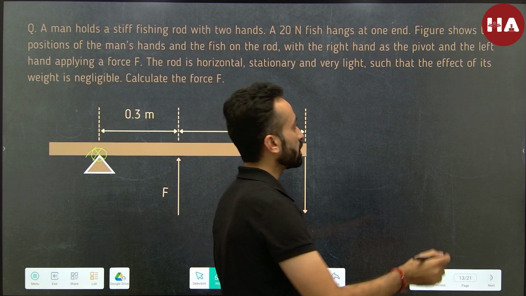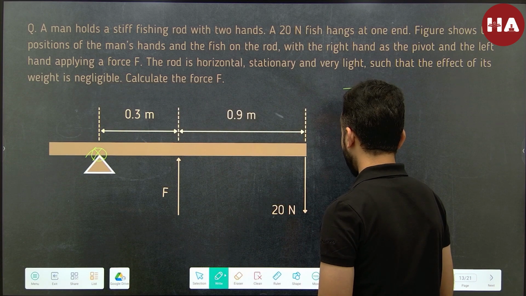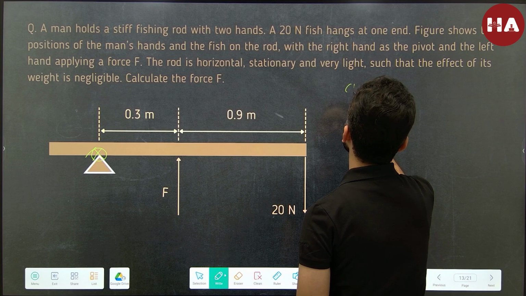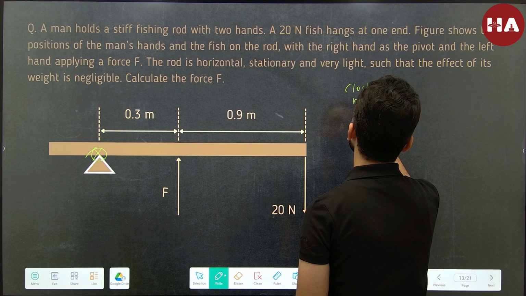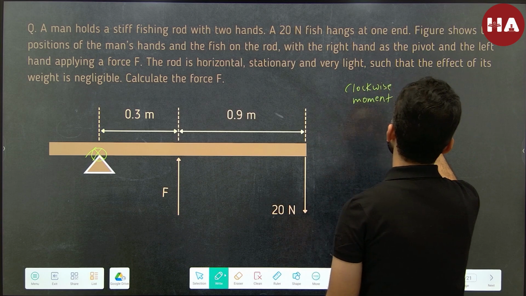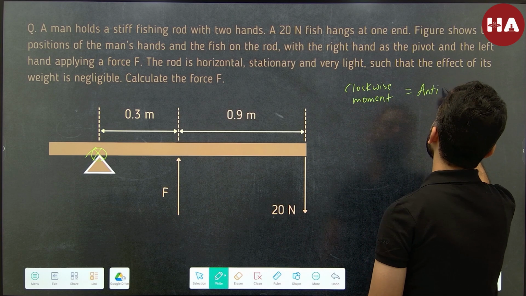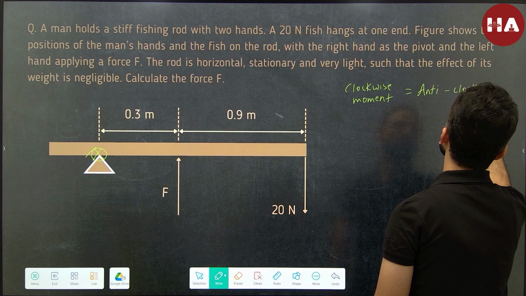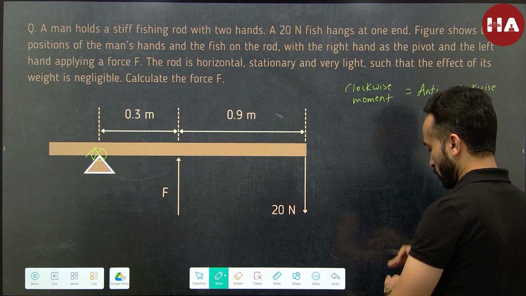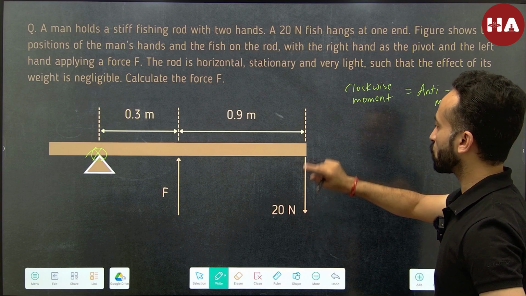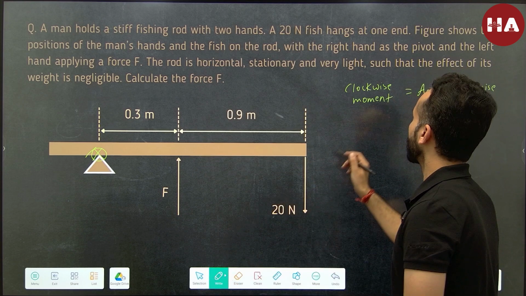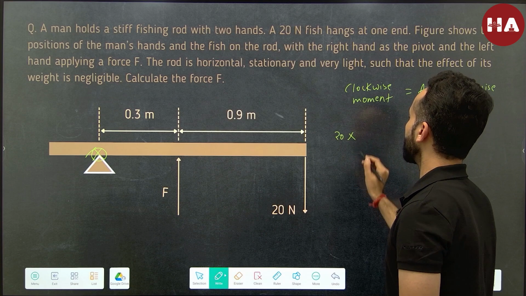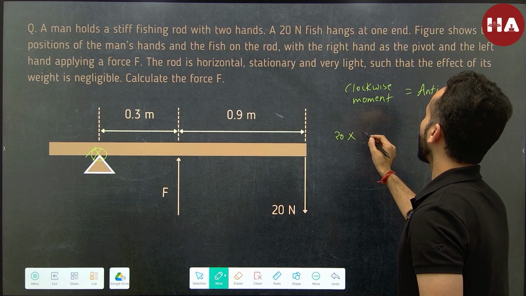Let's equate the clockwise and the anti-clockwise moment. Clockwise moment is equal to anti-clockwise moment. Alright, let's do it very quickly. So what is the clockwise moment about the pivot? This thing is going to rotate clockwise. That's going to be 20 times 1.2.